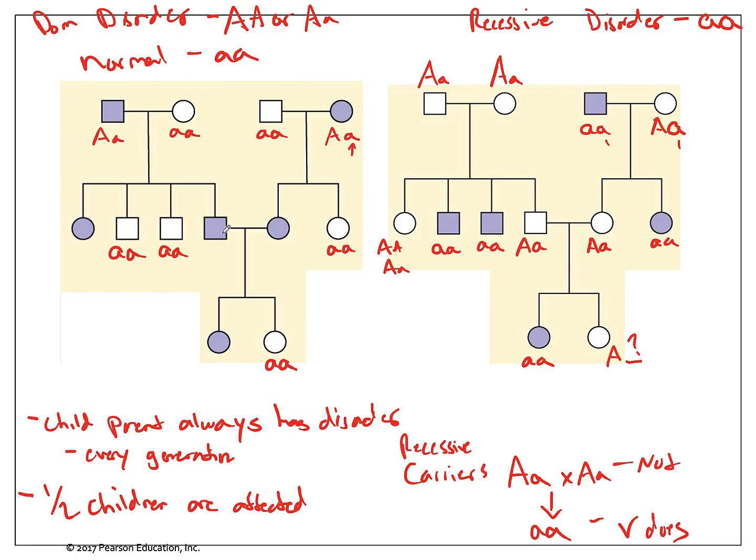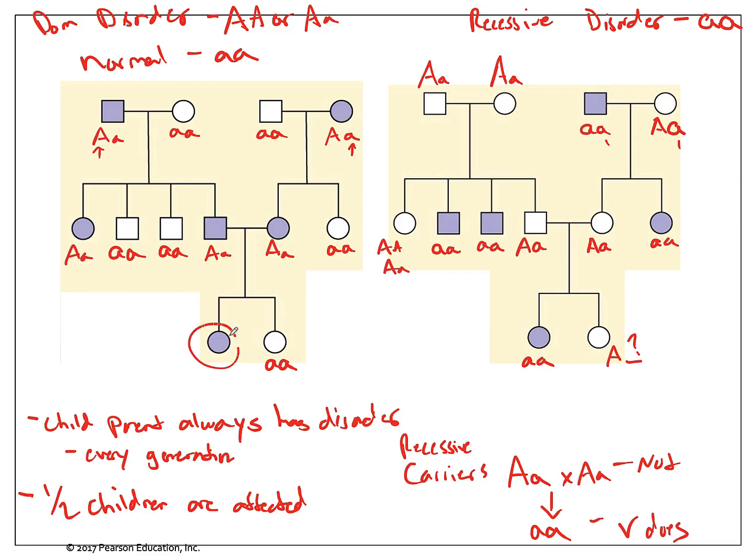These children also have to be big A, little a because they can only get little a's from one parent. So this person has the trait because they got the big A from dad, but mom can only give little a. So these have to also be heterozygous. Same thing over here. This girl got her big A trait from mom, but dad would only have been able to pass on a little a, so she has to be heterozygous.